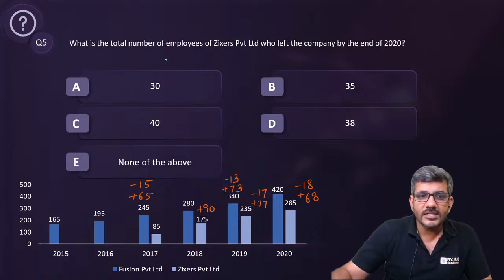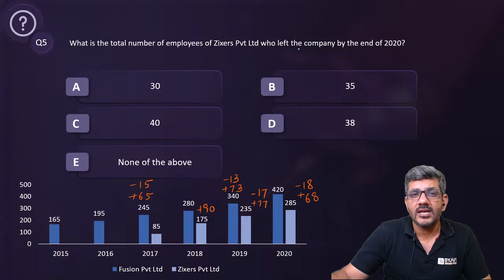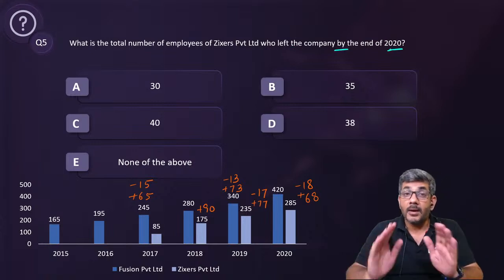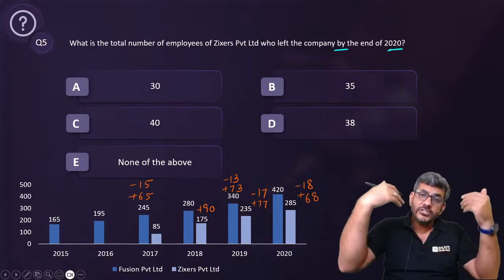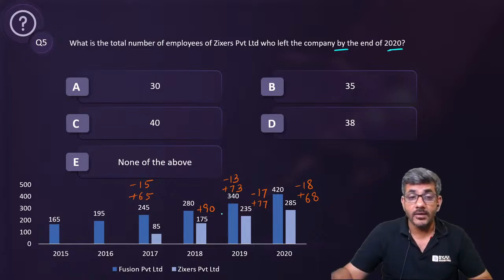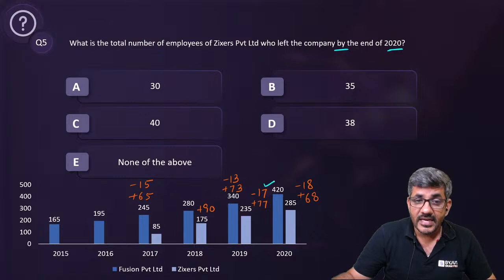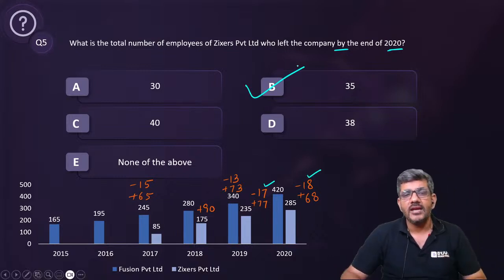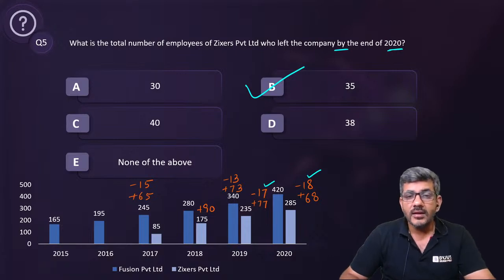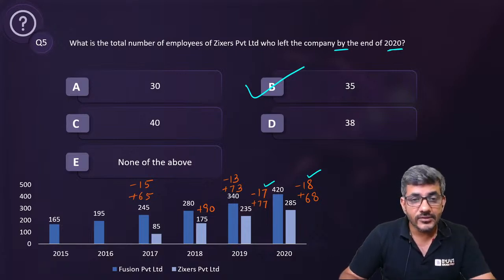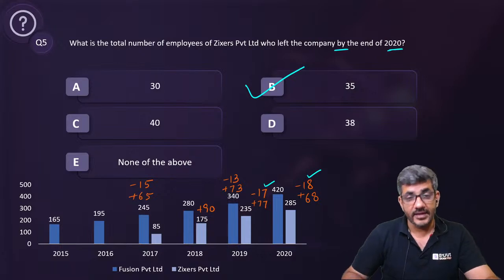First question. What is the total number of employees of Zixer Private Limited who left the company by the end of 2020? By the end of 2020 means sum of all of them who left until 2020. So from Zixer, 17 people left here, 18 people left here, so a total of 35 people left by the end of 2020. My answer for this question is option B, that is equal to 35.